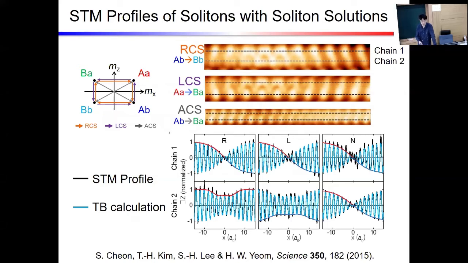So when you're using tight binding calculation, you can get the wave function. The square of the wave function actually represents the charge density wave, so we can compare it. It sits on a two-dimensional surface, but there is a wire, so it is a quasi one-dimensional structure.